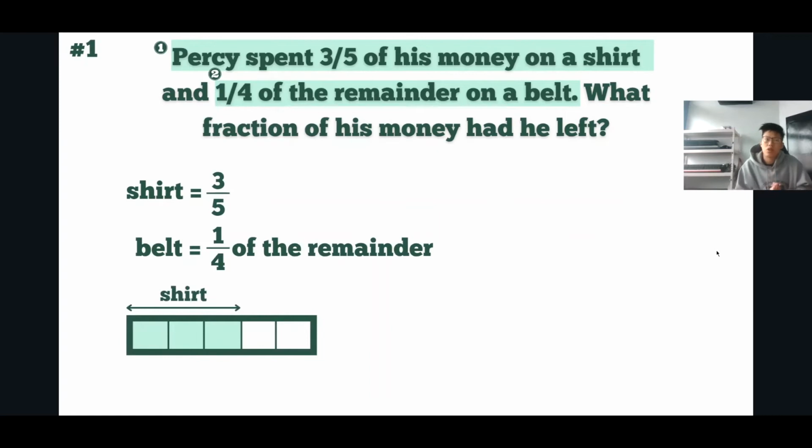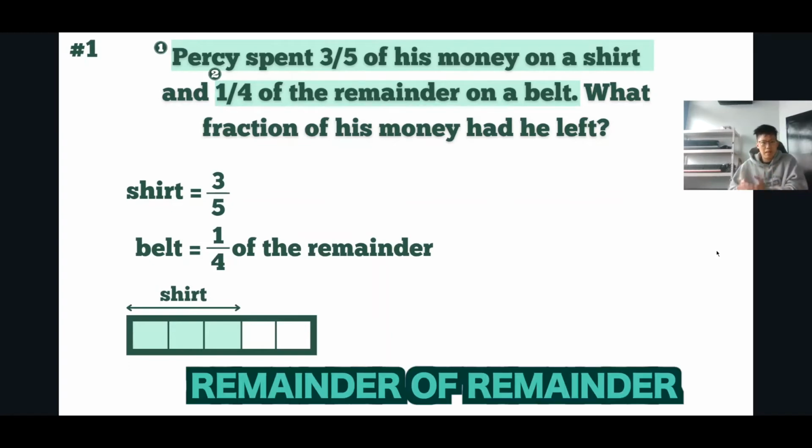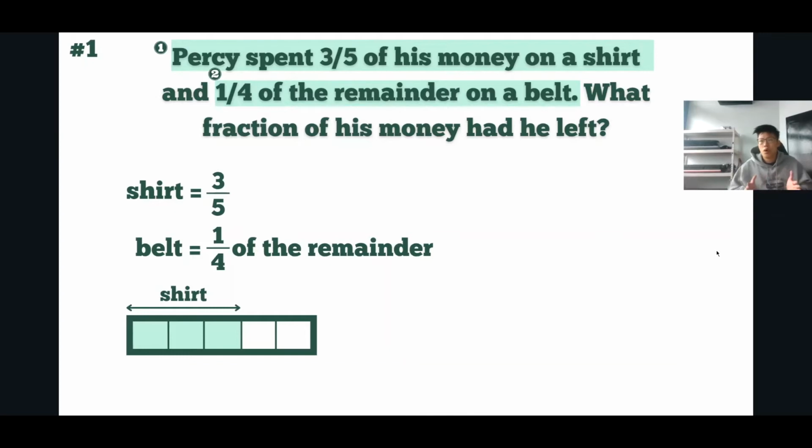But before I go on to the question, I want to draw a model. Every time you see the word remainder or remaining, you need to remember this concept called remainder of remainder. So I want to draw 5 units and shade 3 units because of the shirt. Now, once I'm done with that, what I want to ask myself is this: what about the 1/4 of the remainder? As you can see over here, I did not spend 2 units on the belt. I only spent 1/4 of that 2 units.